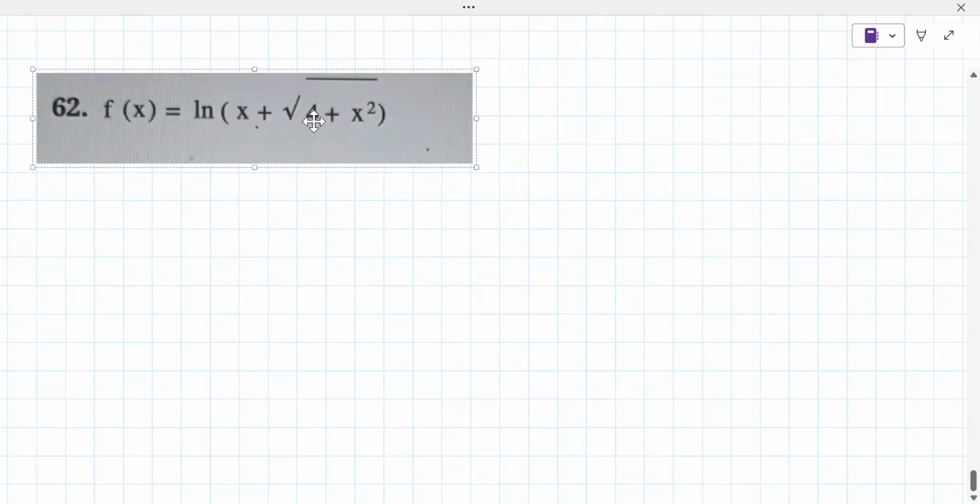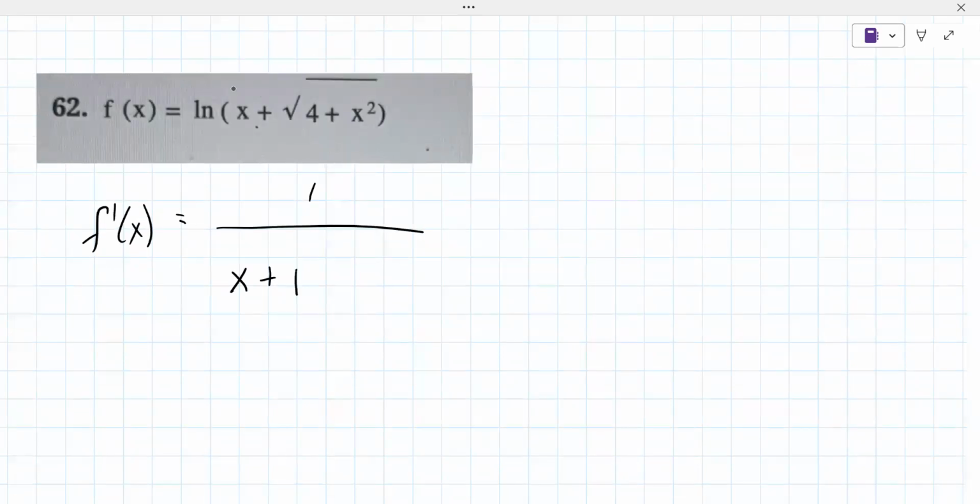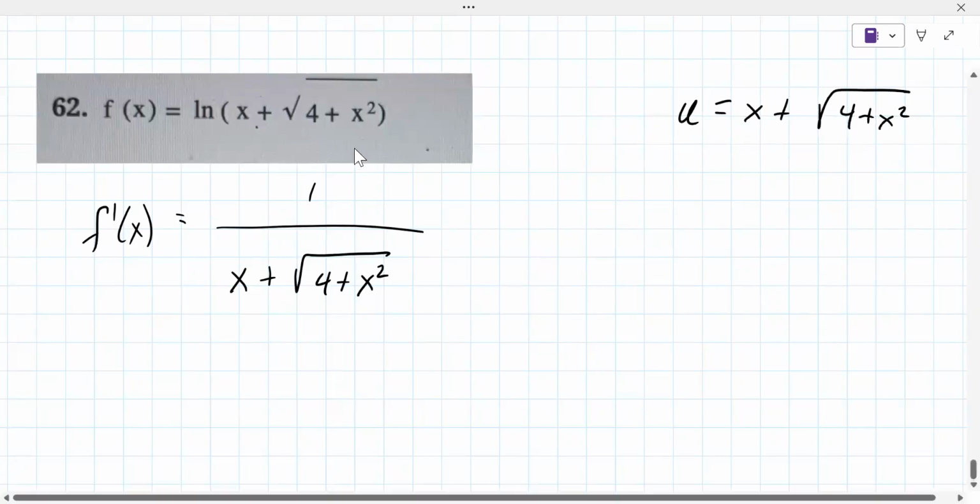There's no products or quotients inside here, so the derivative is 1 over the inside function like this. But then you have to be able to take the derivative of the inside function. It's always 1 over the inside function times the derivative of the inside function. I'd like you to work this out here if you can, please.